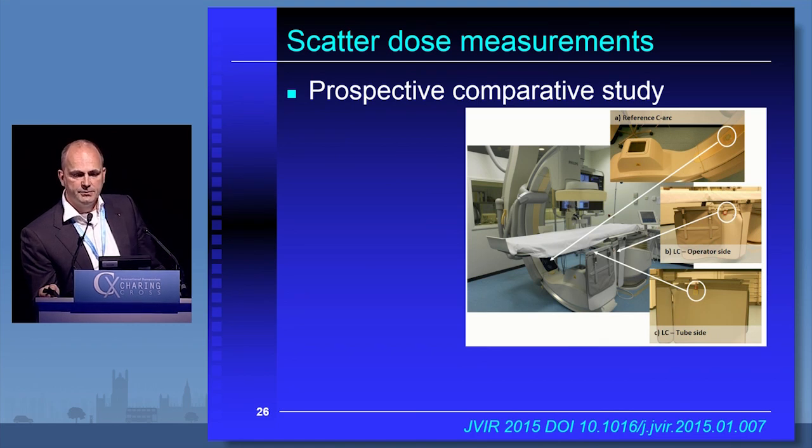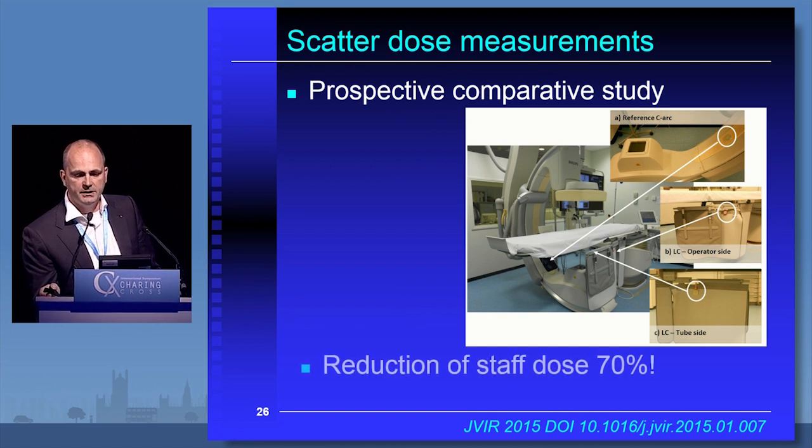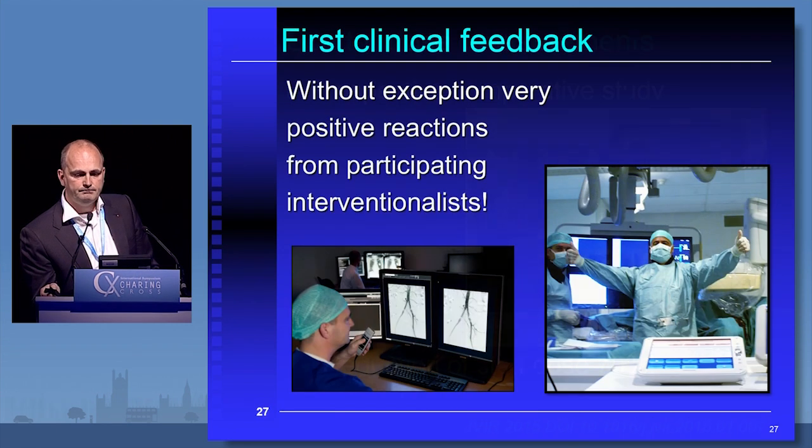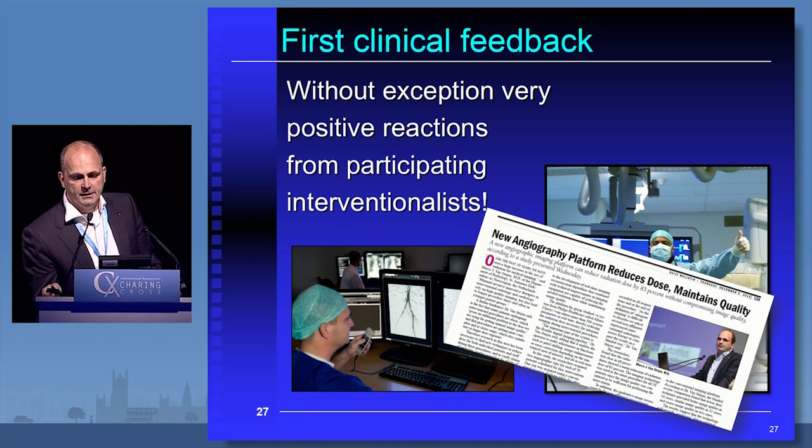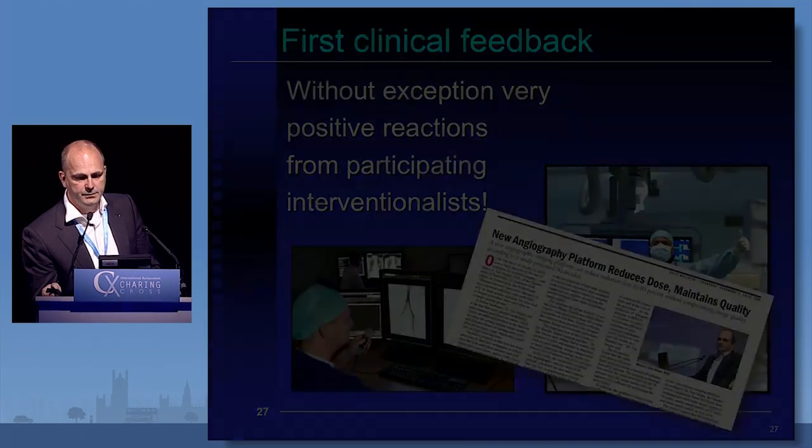We also did scatter dose measurements as a prospective comparative study to see what the radiation dose would be for the operator, and we saw that the staff dose present in the room during these particular types of procedures was subject to a dose reduction of 70%. Well, you can imagine that the first clinical feedback is without exception very positive. All the participating interventionists were really excited to see that we are now capable of performing these procedures with such a huge amount of dose reduction. And I think this actually is one of the leading standards for the next few years.